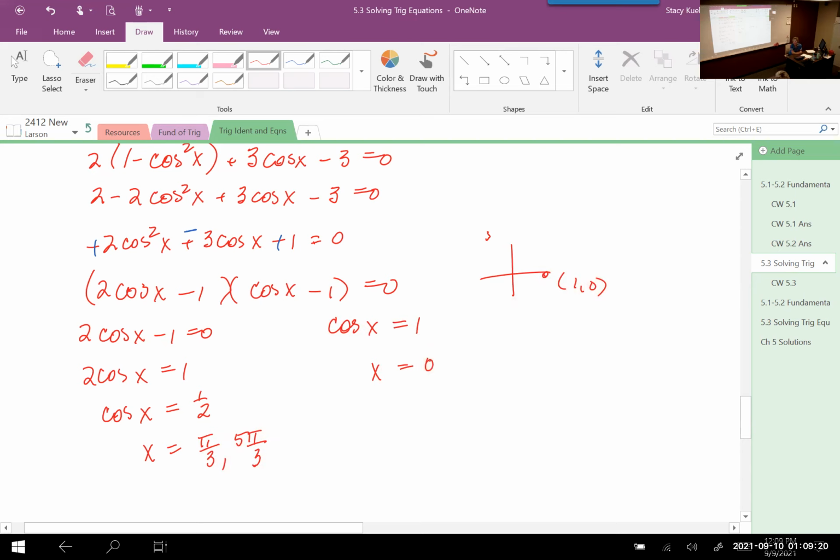Do you see how important your unit circle is to know? This is why we have to know it, so that we can solve these equations in this part and simplify our identities in the next 2 or 3 chapters. All that memorization, keep working on it if you don't have it down, because it's really going to pay off. Are there questions on how I got these answers?